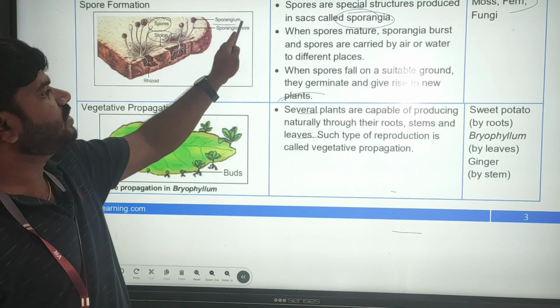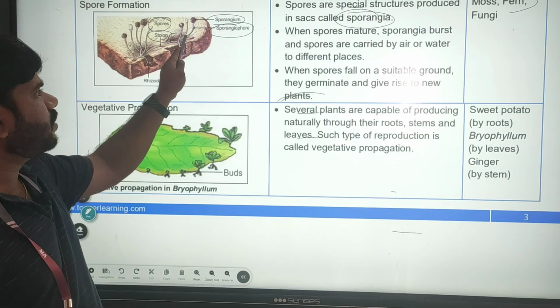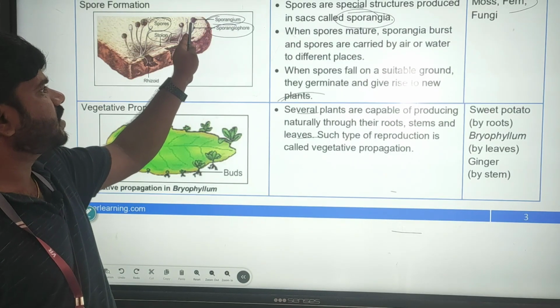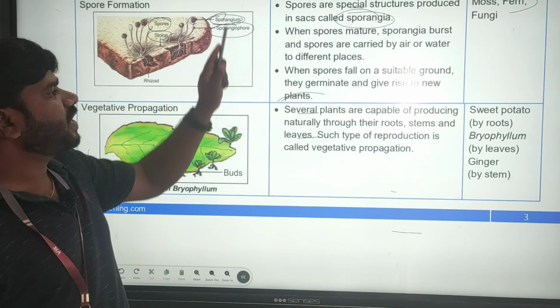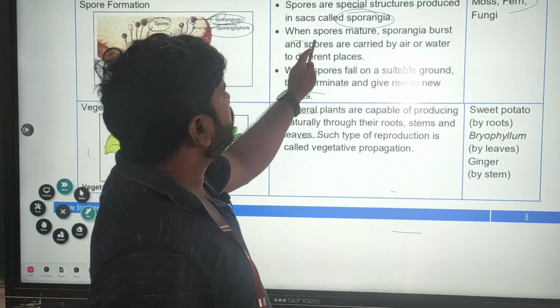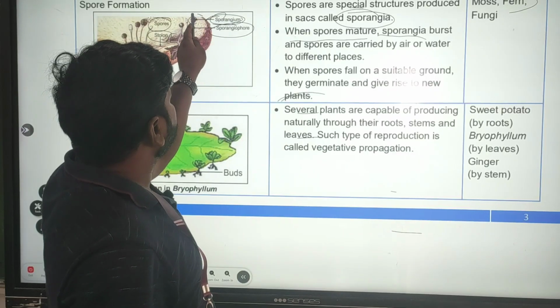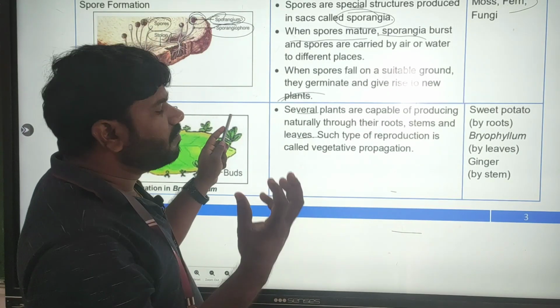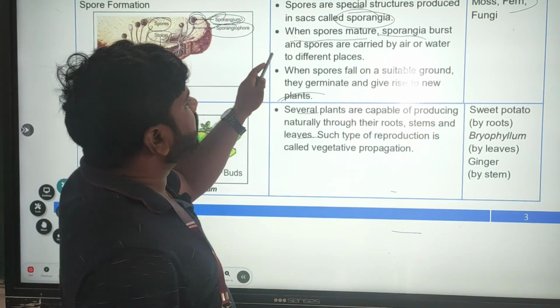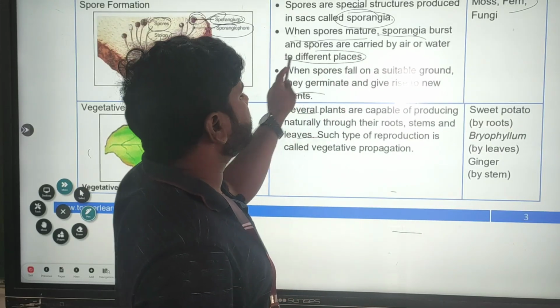The spore-bearing structure is the sporangiophore, and in the sporangium the spores are produced. Okay, when spores are mature, the sporangia burst. You can see the sporangium will burst. After bursting, the spores are carried by air or water to different places.